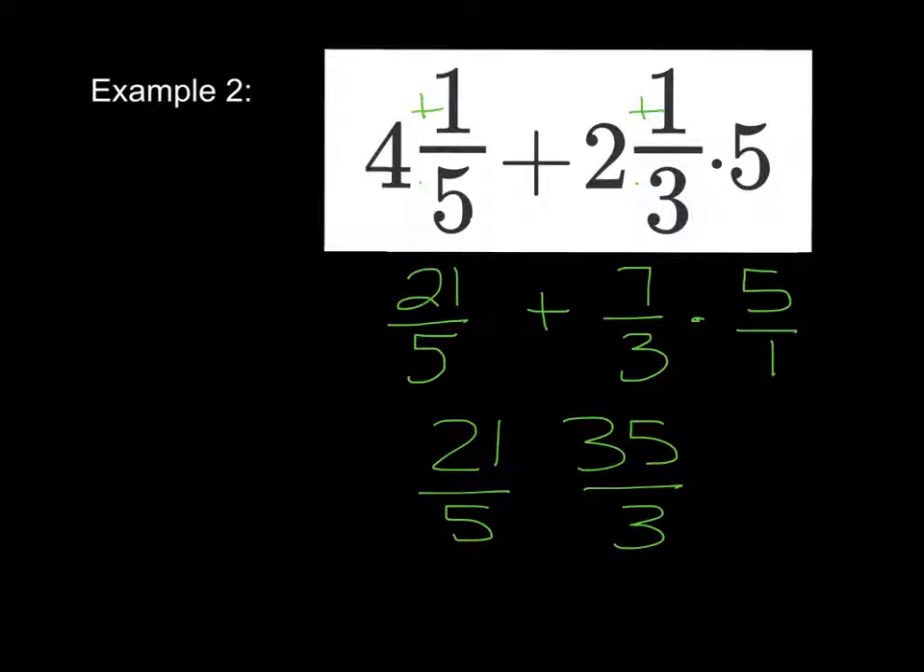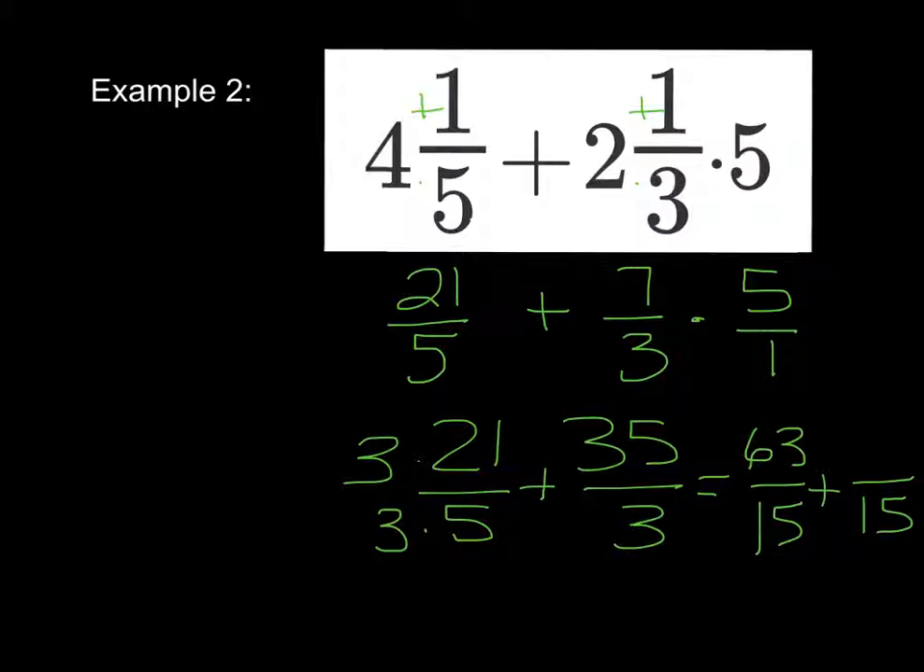I will add 21/5 to 35 over 3, but in order to do that, I have to get a common denominator. The common denominator for 5 and 3 is 15. So if I change my fractions so that they're both over 15, the first fraction must be multiplied by 3 on the top and the bottom. 3 times 21 gives me 63. The second fraction must be multiplied by 5. 5 times 35 is 175.